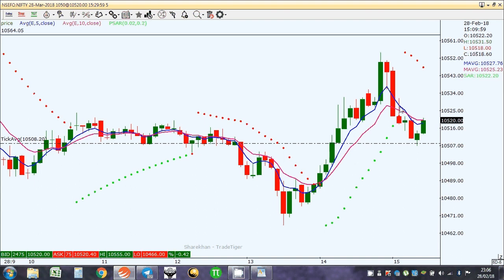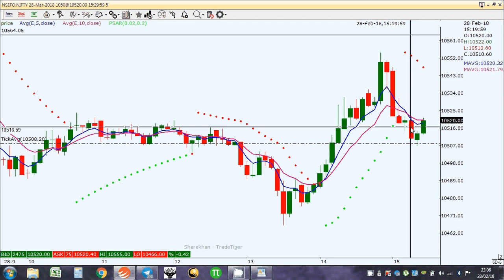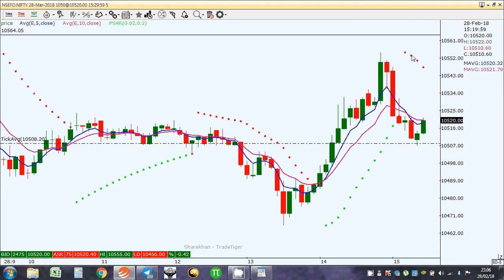If you are going for a short here, since the crossover has turned to short mode, if this is coming here, you can take this as the stop loss. So this is how you can trade in a 5-minute chart, and in any chart you can trade with PSAR and moving average. This is one of the simplest strategies which novice traders can use.